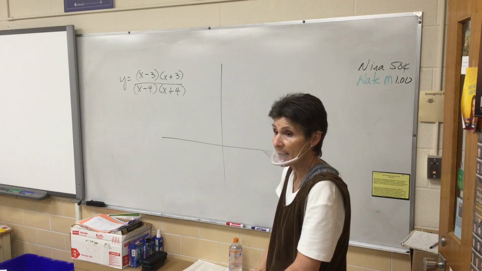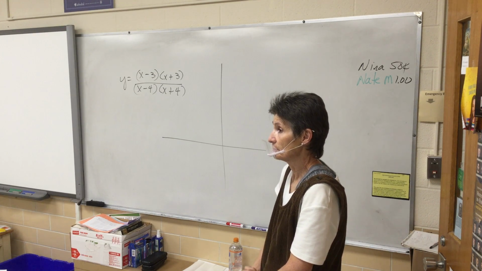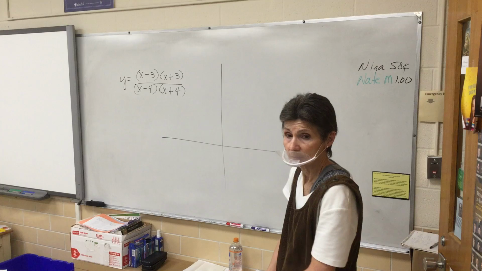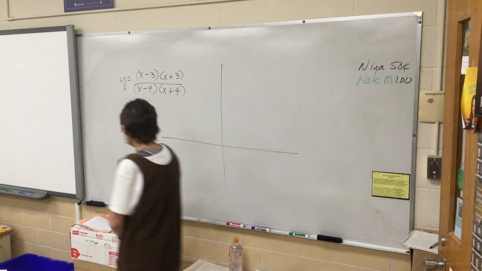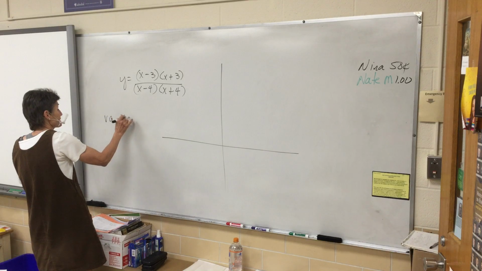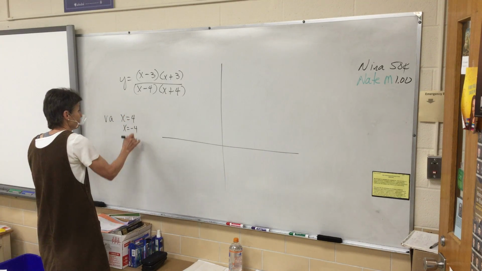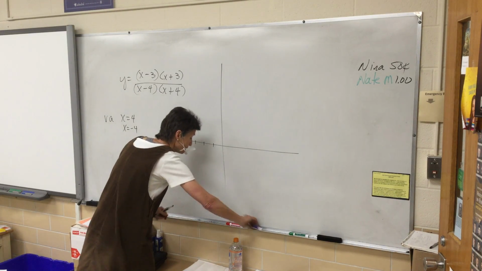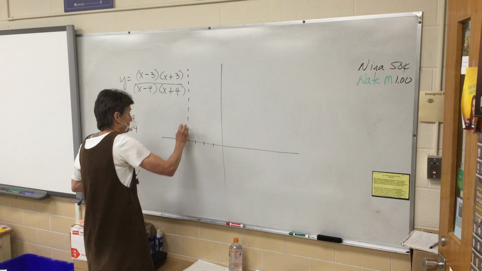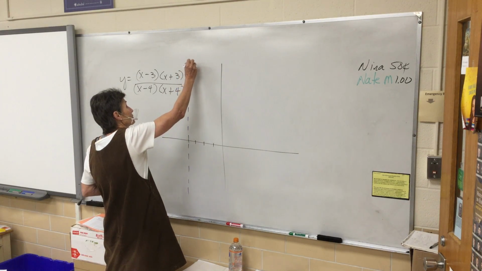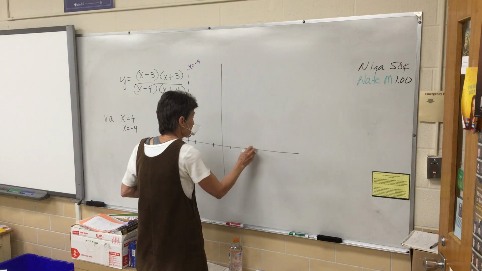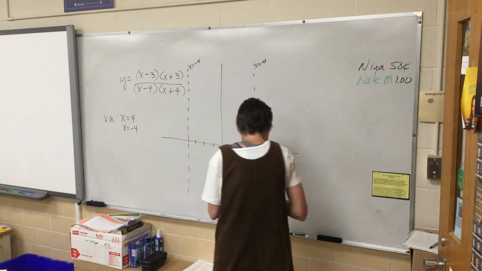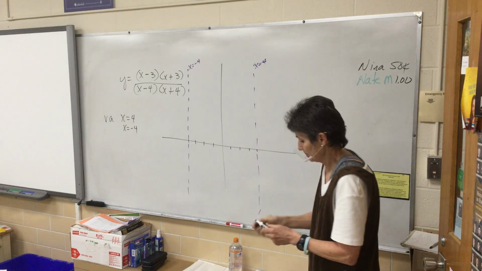So where are the asymptotes going to be? We have vertical asymptotes at x equals 4 and x equals negative 4, because vertical asymptotes happen where the denominator is 0. So your denominator is going to be 0 at 4 and negative 4. Perfect.